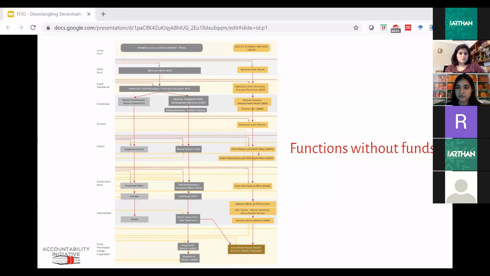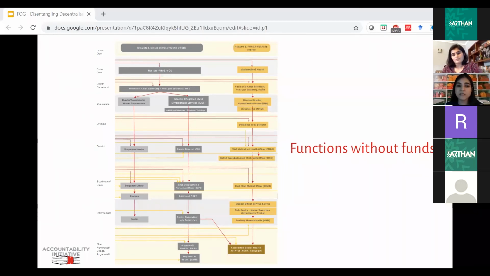So in this case, the Anganwadi worker has been assigned a function, which is taking the weight of the children, but they don't have the means to be able to do so. So this is one of those cases where a function has been given and they don't have the funds and the means in order to be able to do the job that they've been given.